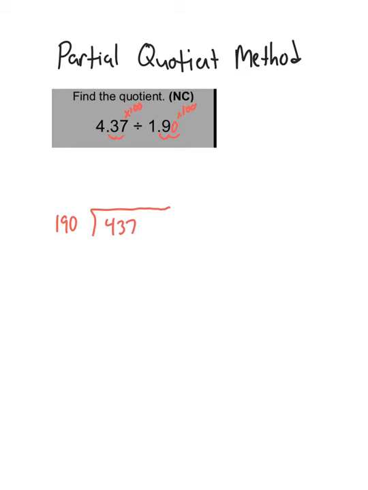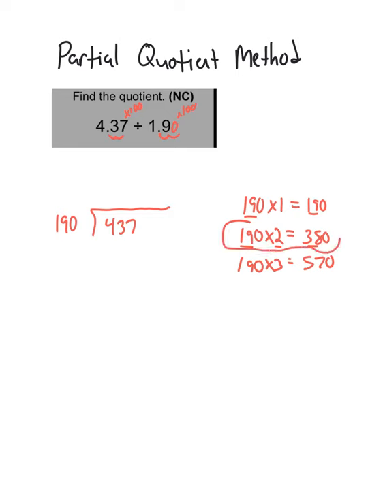Now, let me start with this. I know 190 times 1 is 190. 190 times 2 is 380. Remember, I'm just doing 19 times 1 is 19, add the 0. 19 times 2 is 38, add the 0. And 190 times 3 is 570. So the biggest one I could use here is 190 times 2, and 190 times 2 is 380.